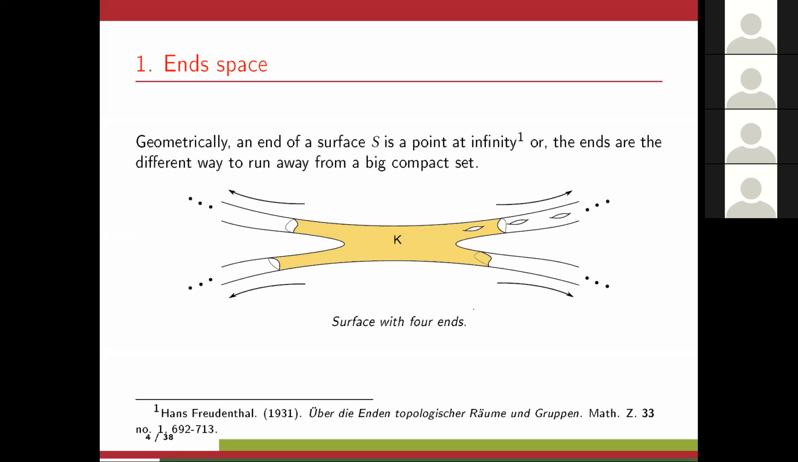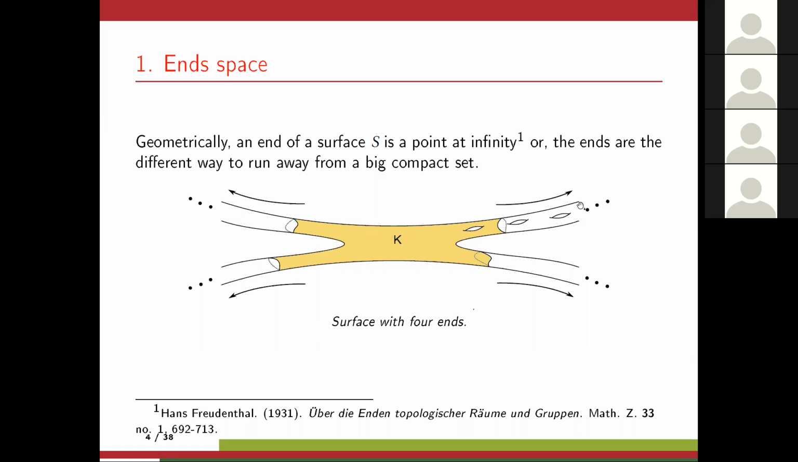Geometrically, one end of a surface is a point at infinity, or equivalently, the ends are the different ways to run away from a compact set. In the picture, you can see a surface having exactly 4 ends. You can go to infinity in this way, or this way, or this way, or this way. When you go to infinity, you can always find handles. When you go to infinity in this way, you find handlets, go, find handlets, and so on.